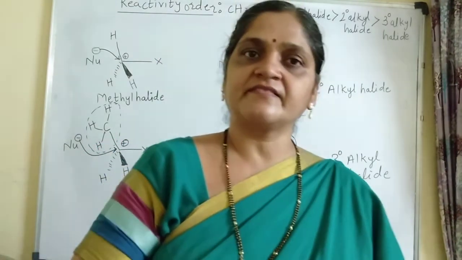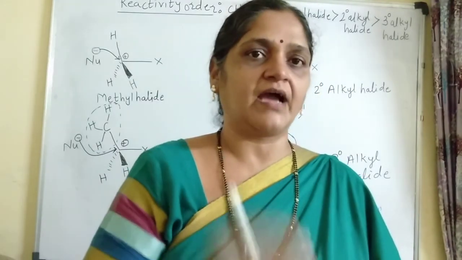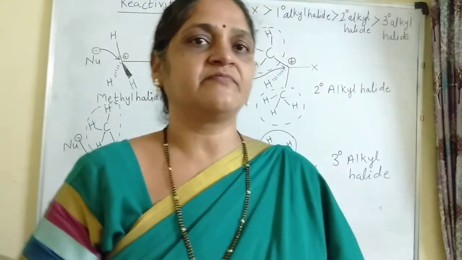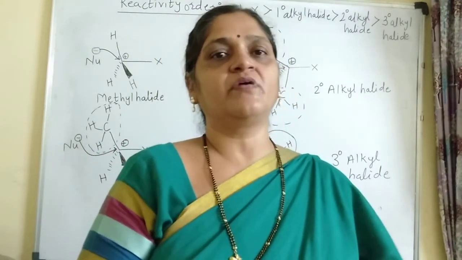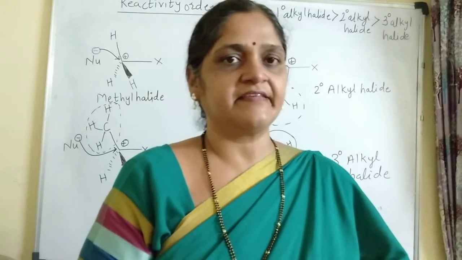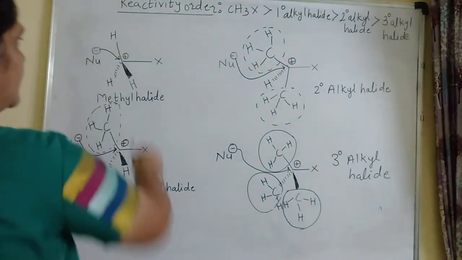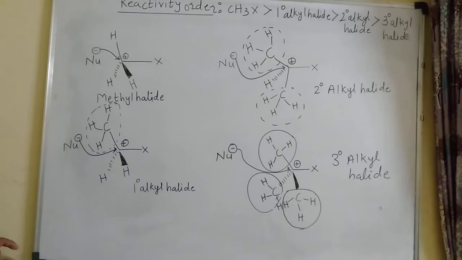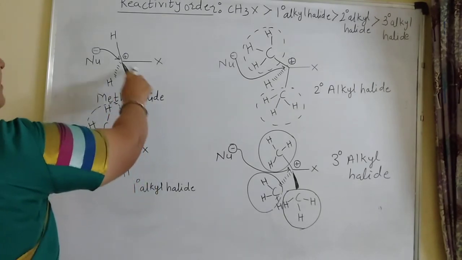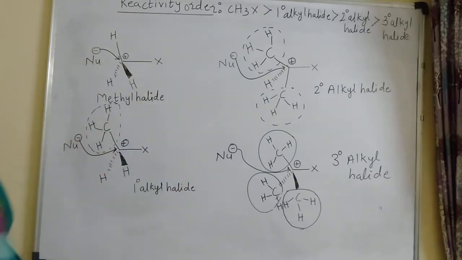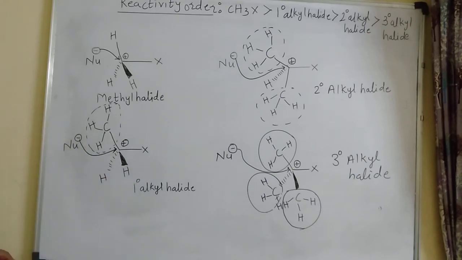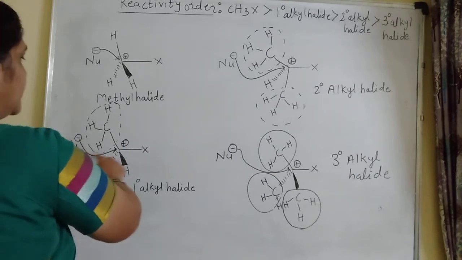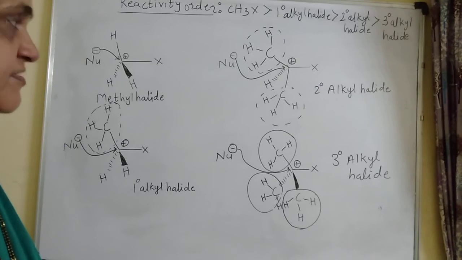So, when the number of bulky substituents goes on increasing on the carbon carrying positive charge bonded with the halogen, the reactivity of that alkyl halide towards the SN2 reaction will decrease. In the case of methyl halide, there is no bulky substituent present, and therefore methyl halide will be more reactive towards the SN2 reaction. When you come to the primary alkyl halide, there is one bulky substituent joined with the carbon. Then there is little difficulty for the approach of the nucleophile to the positively charged carbon.